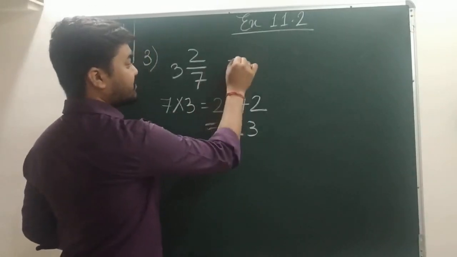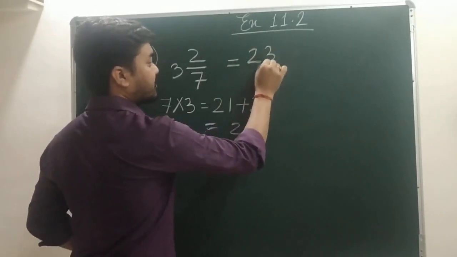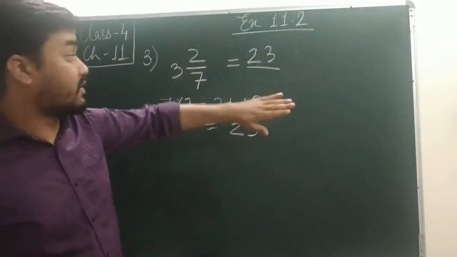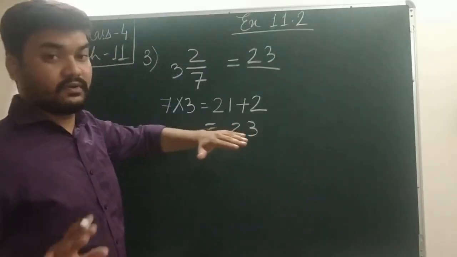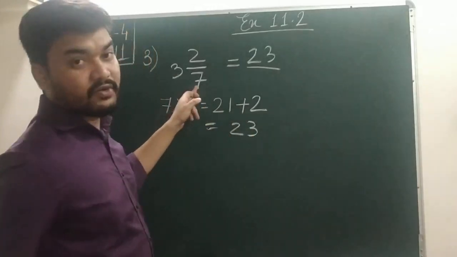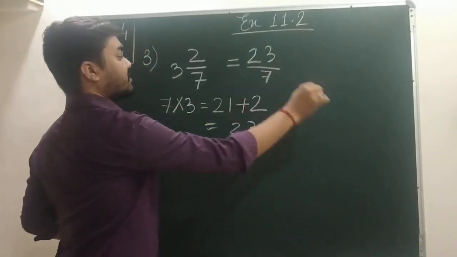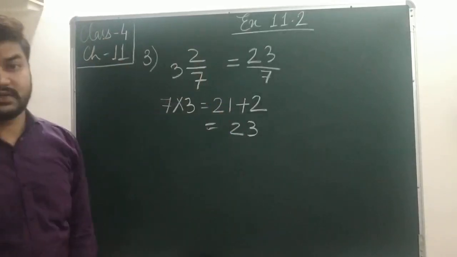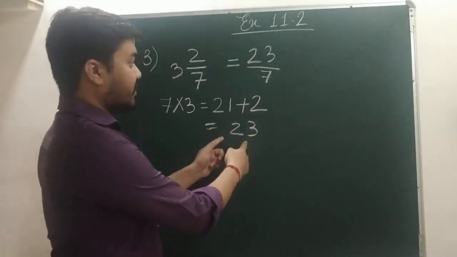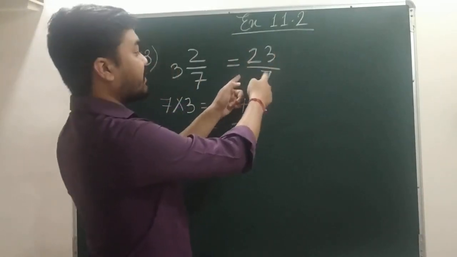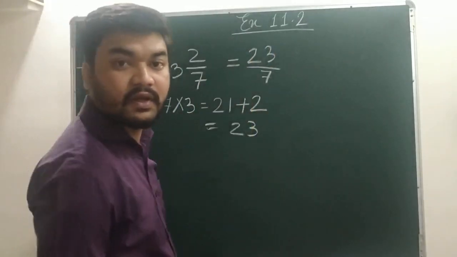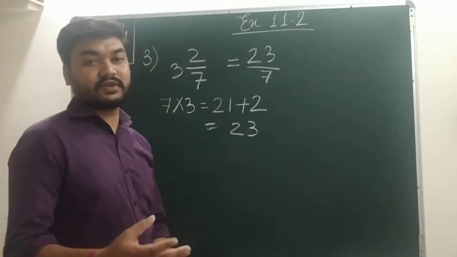Answer which we are getting is 23, but we don't have to write just 23. If you just write 23, it is a whole number. But we have to change into improper fraction. So denominator what we have? 7. So just we have to write 7. So this is the answer. First step, we have to multiply, then we have to add with the numerator. 23 will go here in the numerator part, and denominator will be same. Okay, hope you all have understood. Next we will move to the 4th number question.